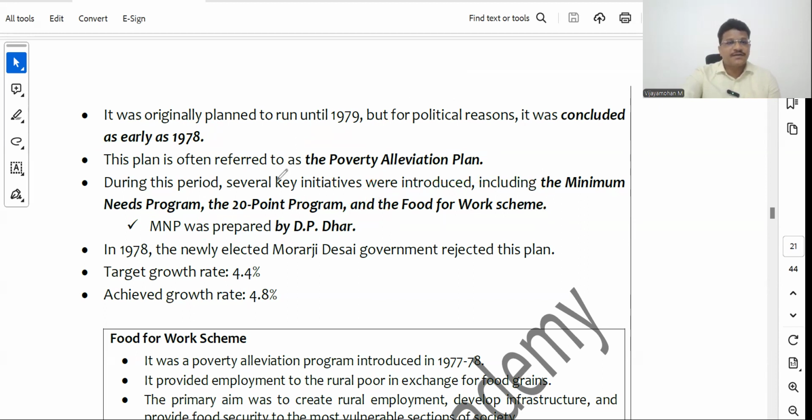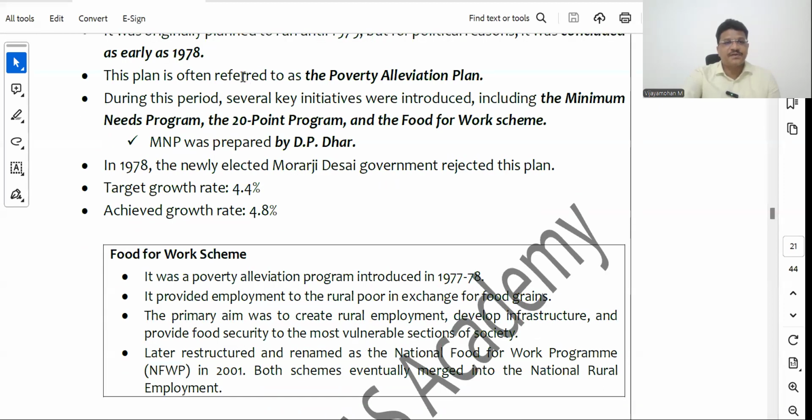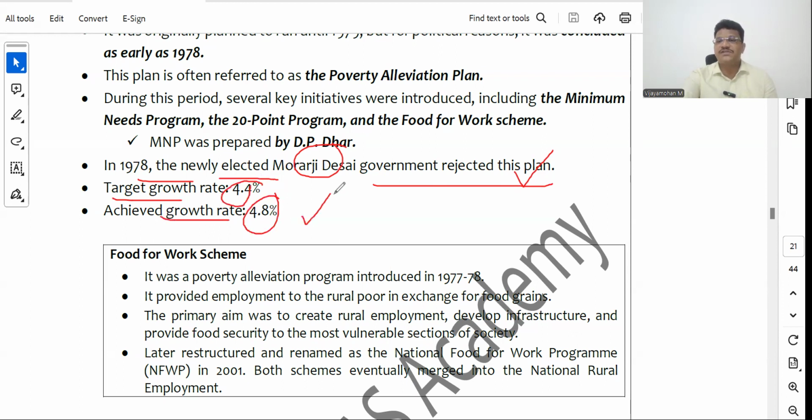And in 1978, the newly elected Morarji Desai government rejected this fifth 5-year plan. The target growth rate was 4.4%, the achieved growth rate was 4.8%, which will be considered as a successful plan, right.